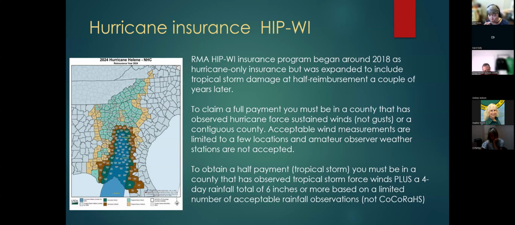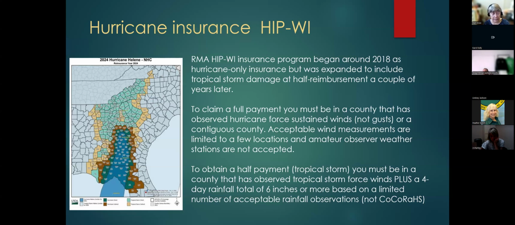So to claim a full payment, you have to be in a county that has observed hurricane force sustained winds. Sustained winds mean the wind is constant, or it's the wind average over at least a minute. A gust is like an instantaneous, and gusts are usually higher. But just because you had a gust that was 90 miles an hour doesn't mean it's sustained winds. They're usually lower than that. So you either have to be in a county that had that wind or a county that was next to it, a contiguous county.